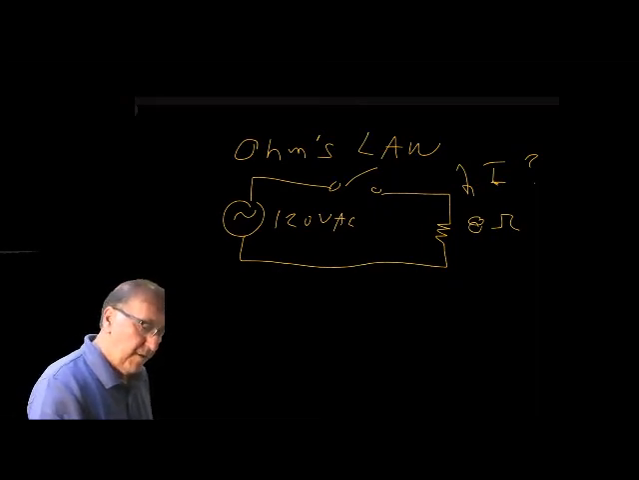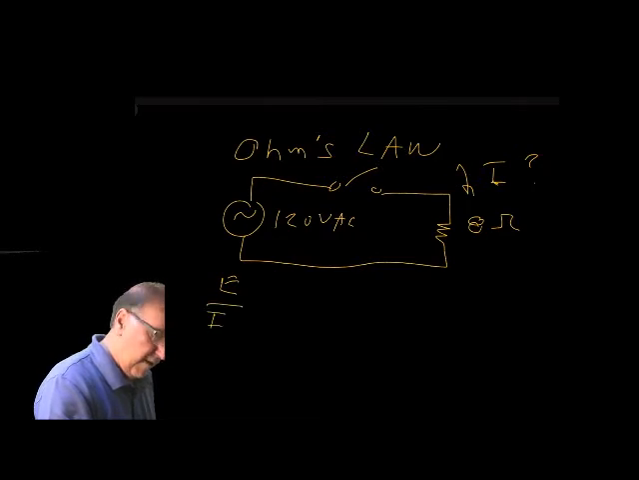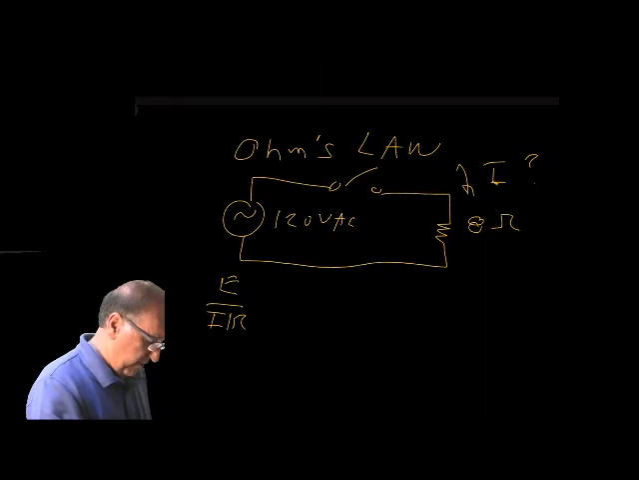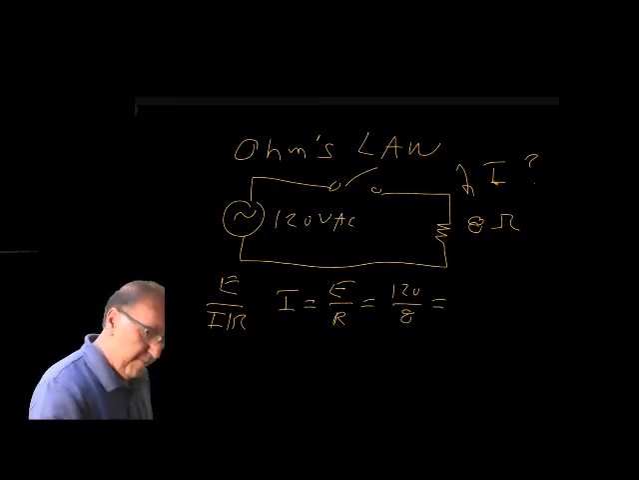So we want to calculate I. We know E, voltage, and we know resistance R. If you remember our little table, E over I R, and we want to calculate I, we cover up I, and we say I equals E over R, equal to 120 volts over 8 ohms. And that equals 15 amperes, or amps.